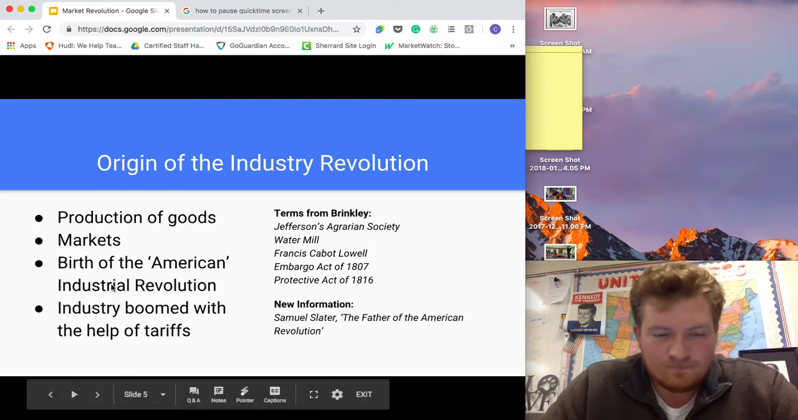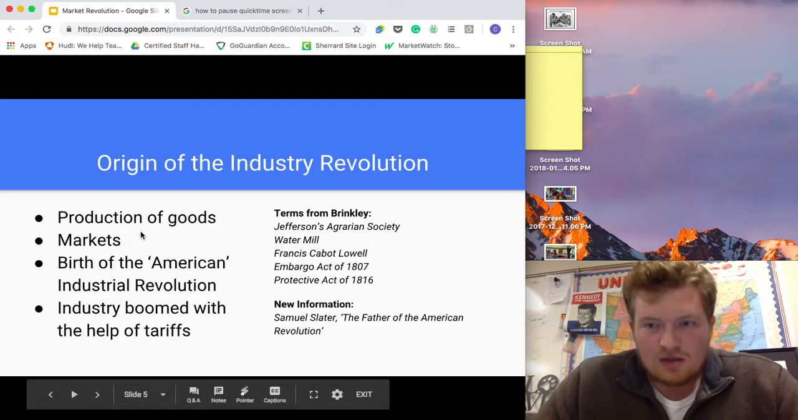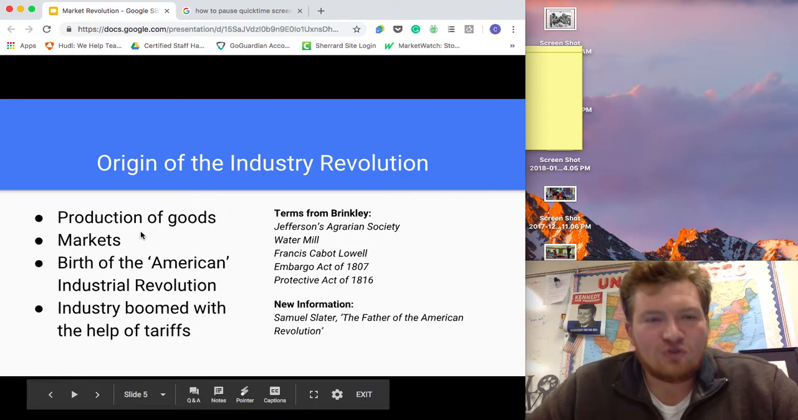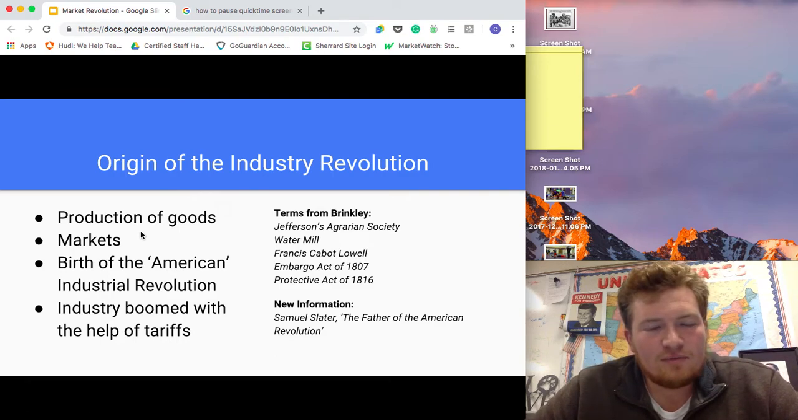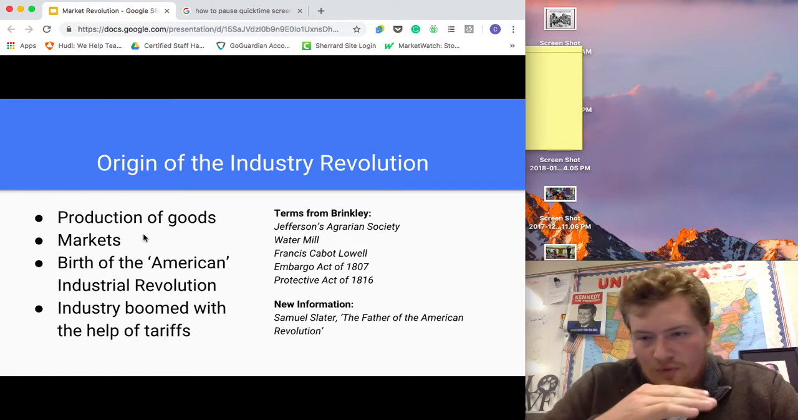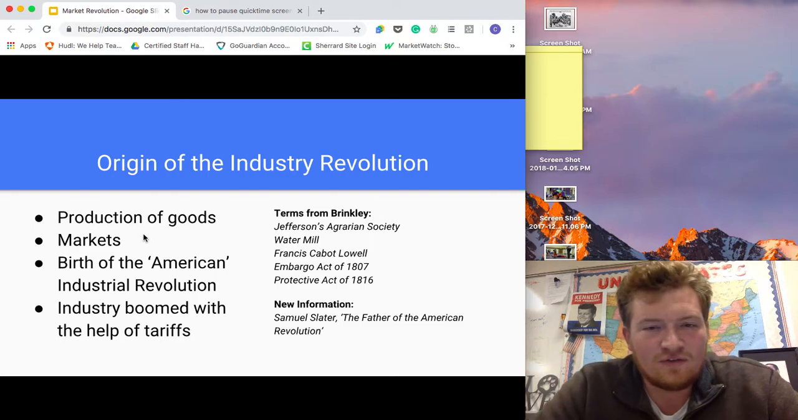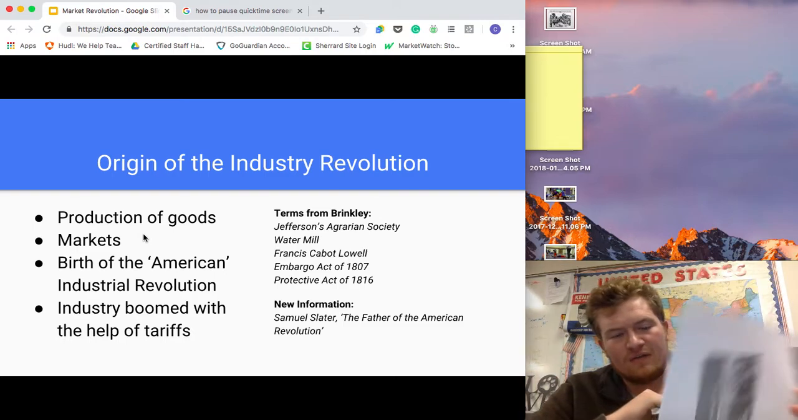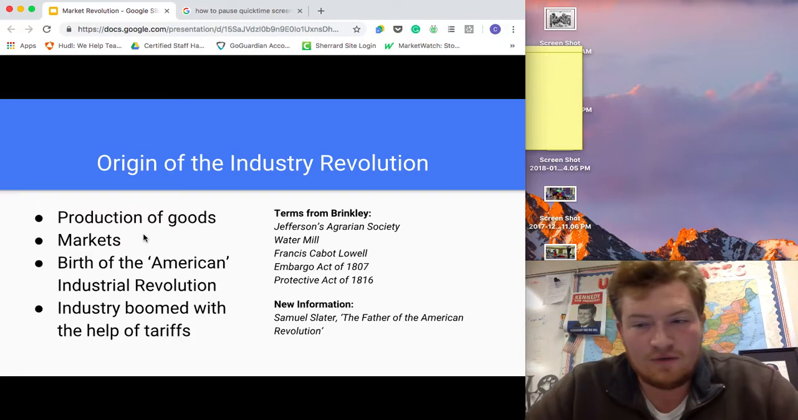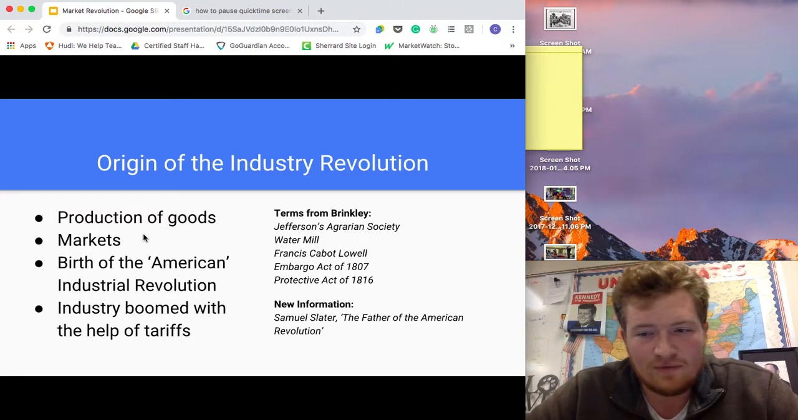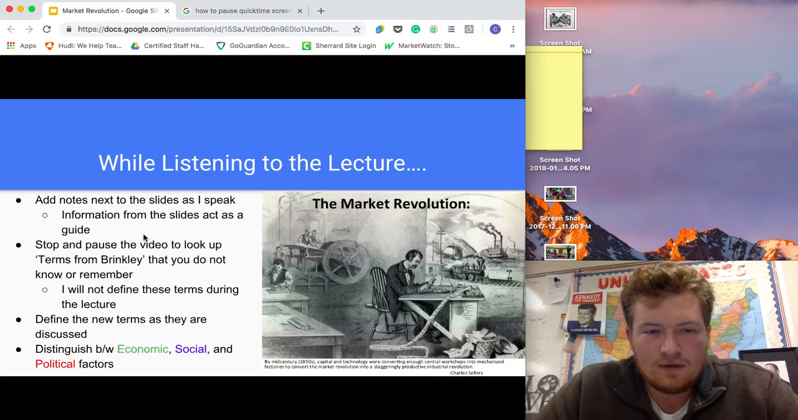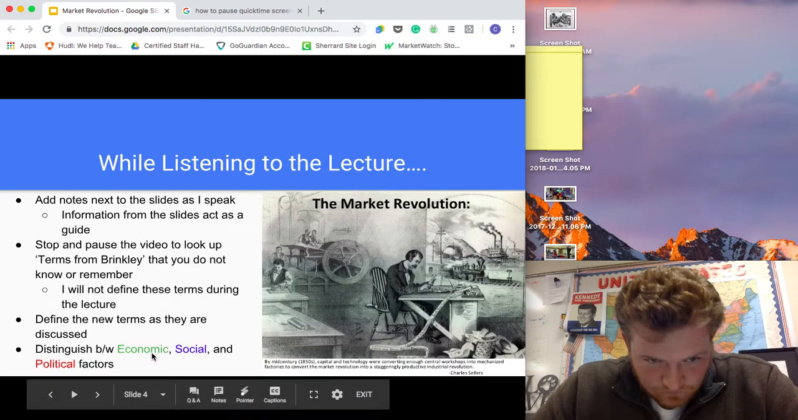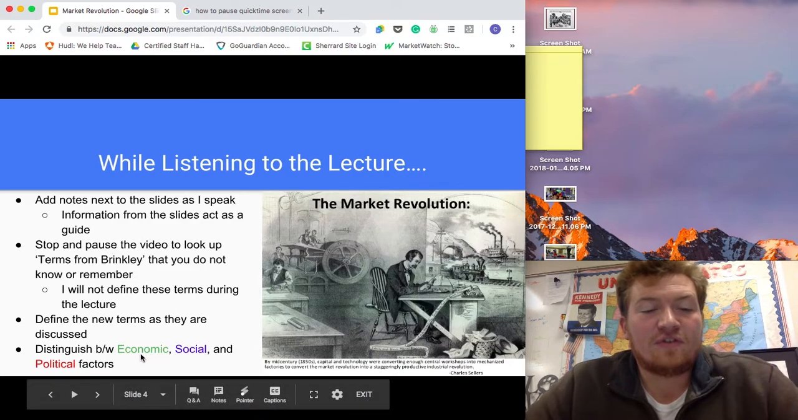Now, on the left-hand side, you see bullet points. Like I said, just looking at these bullet points and listening to me talk is not the best strategy. As I'm talking through these bullet points, you should be taking subtle notes, either on the lines on the right next to the slides on the sheet of paper that you have, or it can be on the slide itself, above it, left of it, below it. I really don't care.